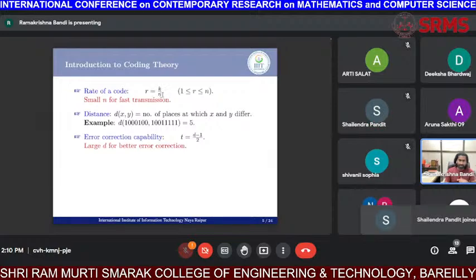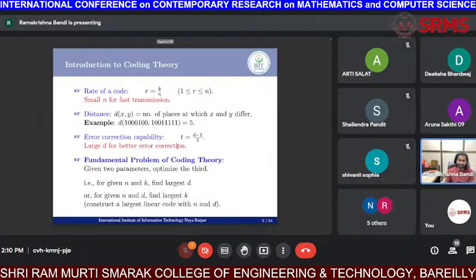But if N is large, then the rate becomes close to 0. So we have to have a sufficiently small N, and also the distance should be taken care of. So this is an optimization problem. Now, we cannot actually optimize three things.